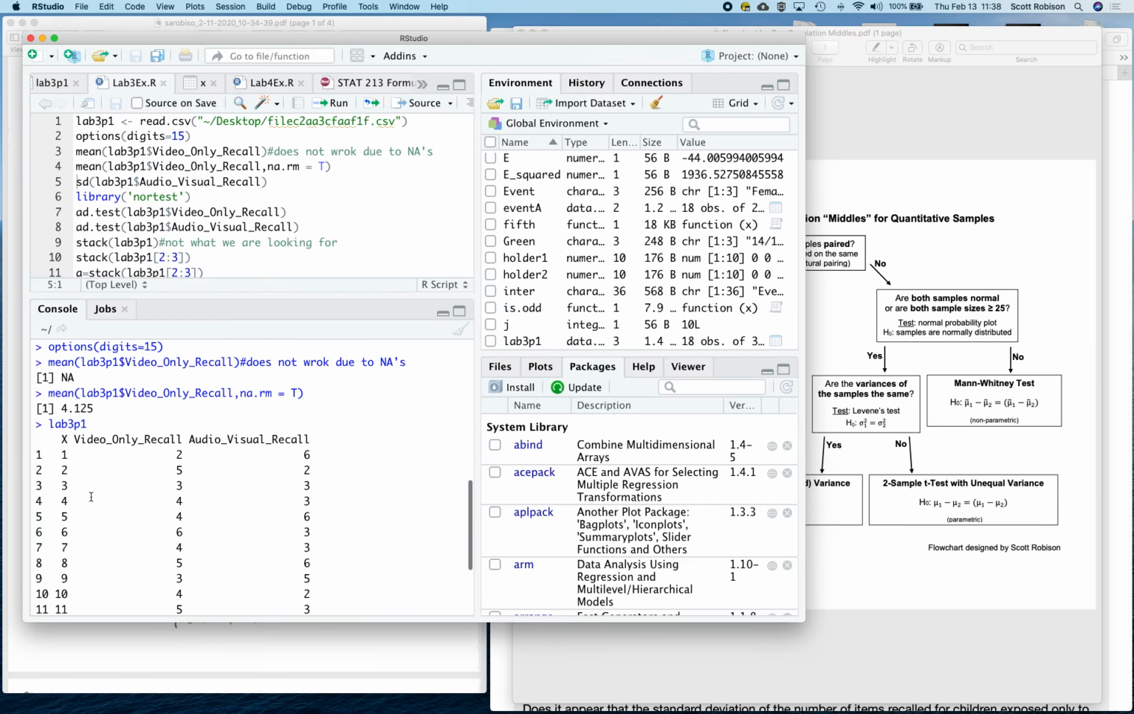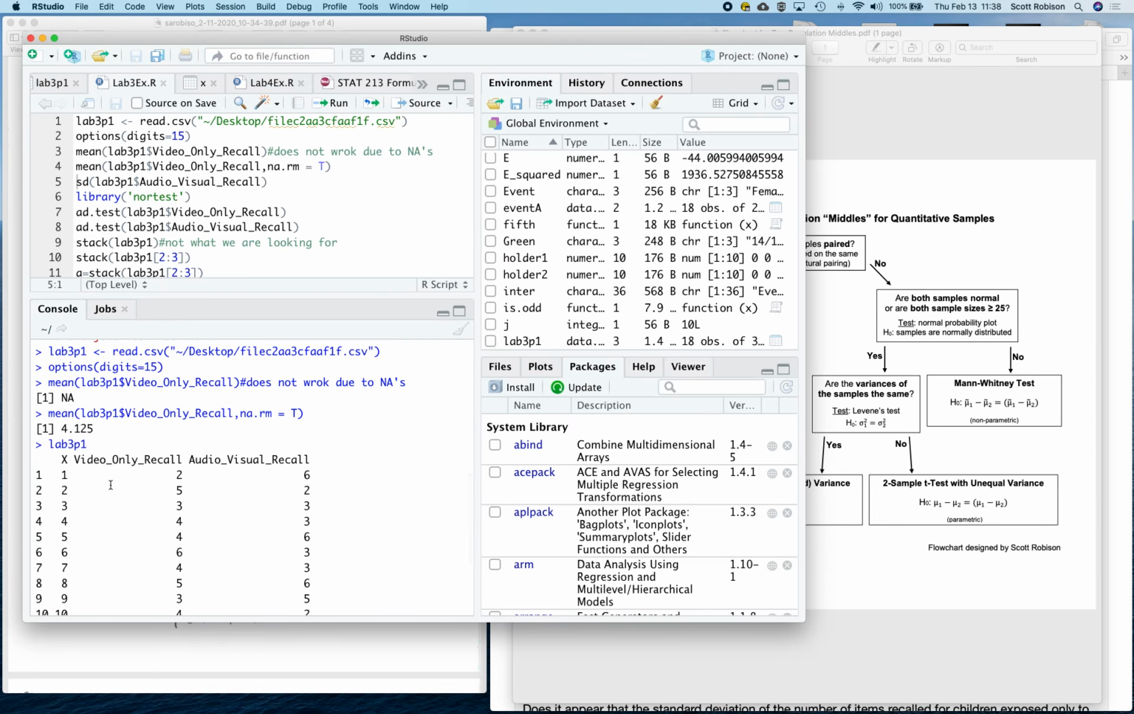The other reason that it doesn't make sense to pair here is because there's no natural pairing. As I said before, would this 2 go with this 6 or with this 2 or with this 3? There's no reason to think that these are the same people being given the video only and then the audio and the visual. So they're different people. There's no real way to link those two together.